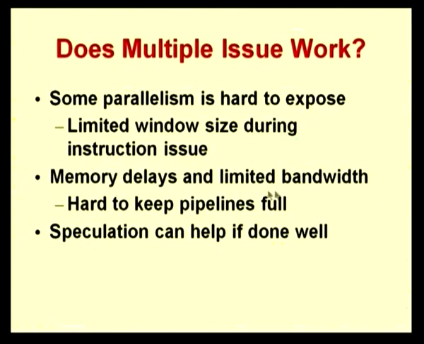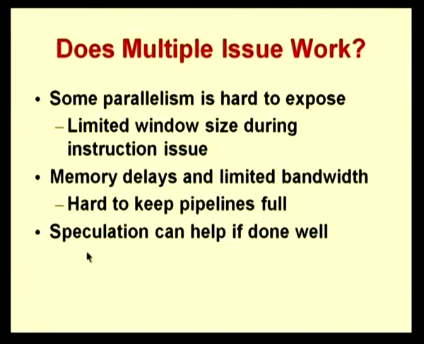Another is memory delays and limited bandwidth. These are also problems which make it hard to keep the pipelines full. So though we expect the pipeline to be full most of the time, it may not happen. These are some issues that we have to deal with. Other than this, techniques like speculation have been used. They can help if done well, but again there are certain limitations. These are some of the problems we need to be aware of when we talk of instruction level parallelism, because the moment we say we are able to do so much parallel execution, we also need to understand that there are certain limitations to it. That is the point we need to keep in mind.